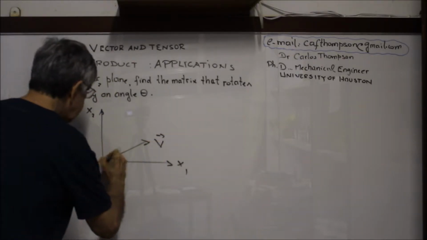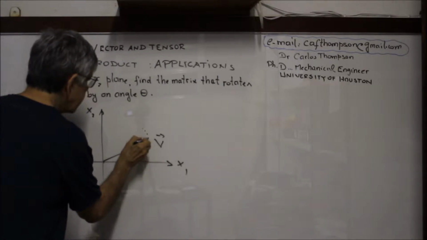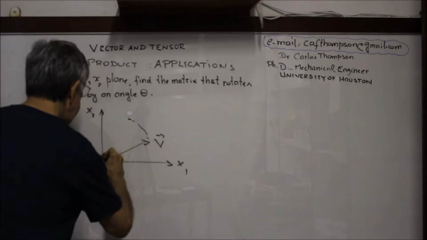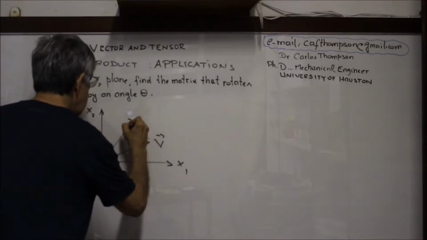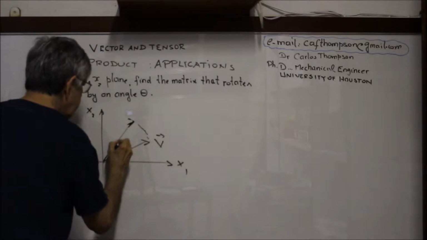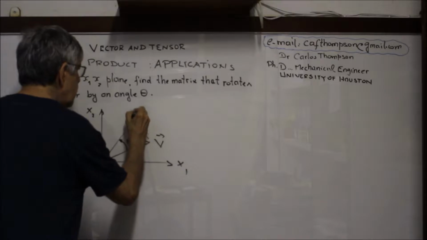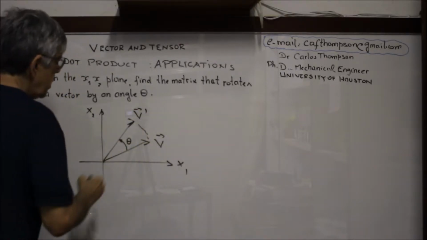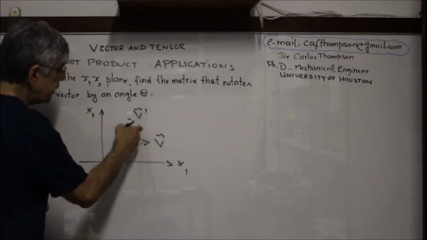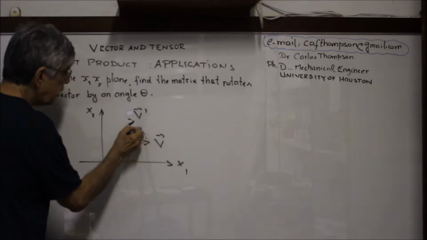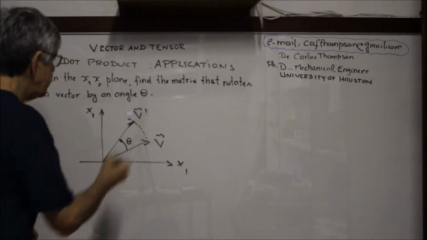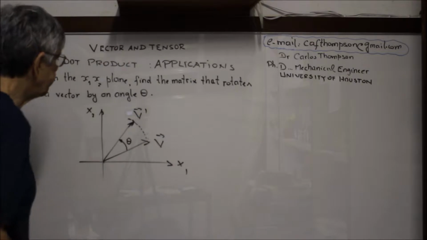This rotates by an angle theta. Okay, I'll call it v prime. v prime is the vector v that rotates and reaches this point over here.